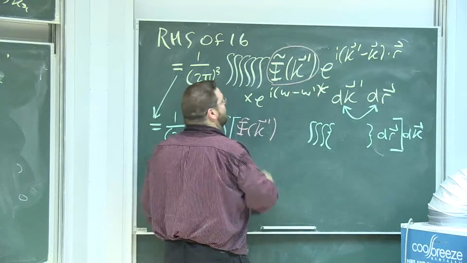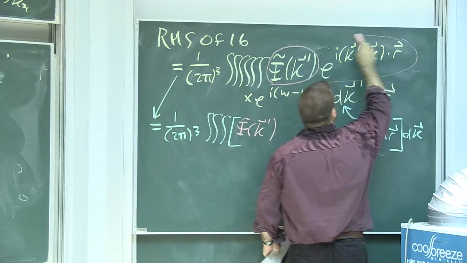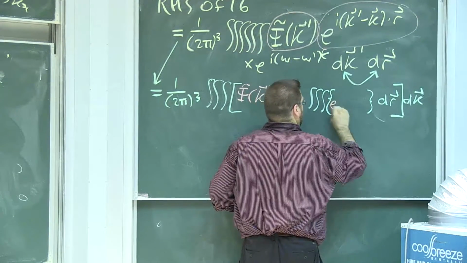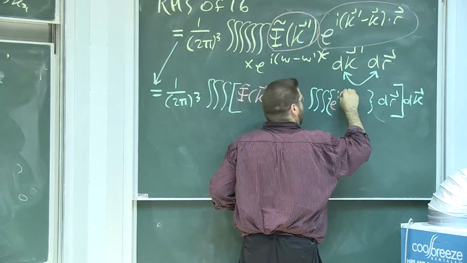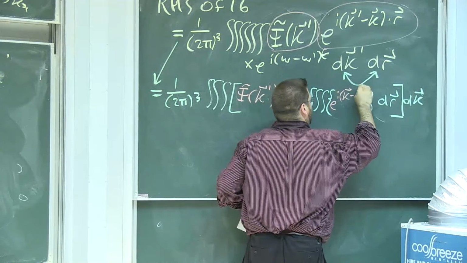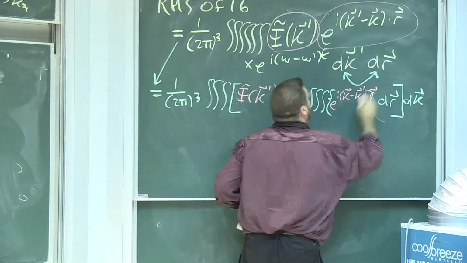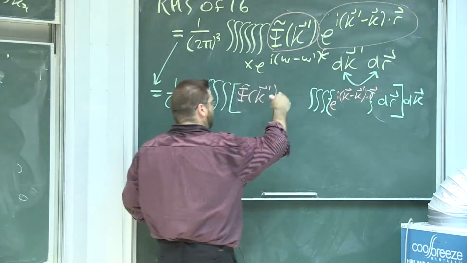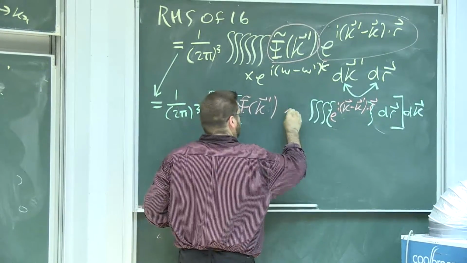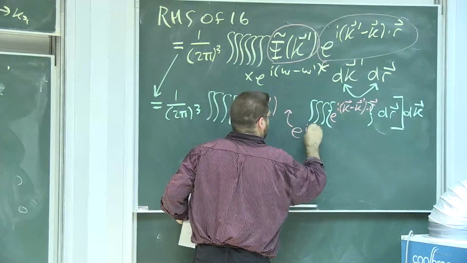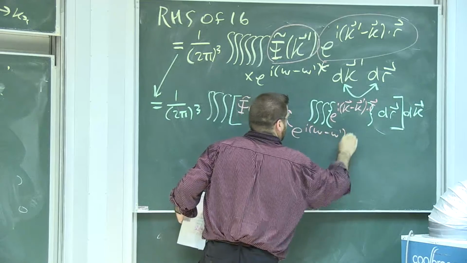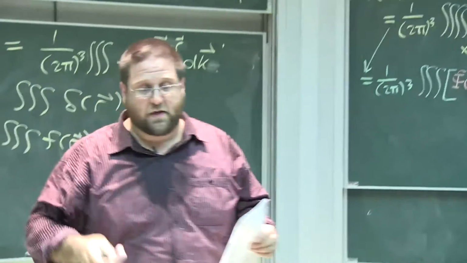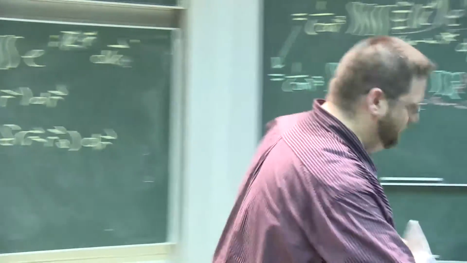Thank you. The next thing, this does depend on r, so we're going to put it in here. E to the I, k minus k prime, dotted with r. This object here does not depend on r, and therefore it goes in here. So we've done one of the very few things that we can do, which is to interchange the order of integration.